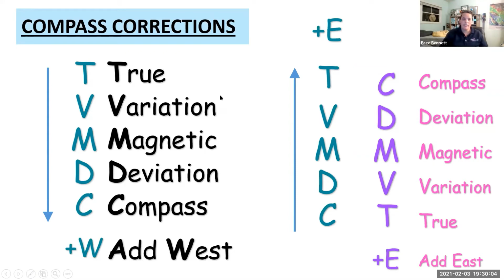So these TVMDC or CDMVT are in relation, what those letters mean is our compass, as in what the compass is on board. Our deviation, our magnetic, is in relation to the magnetic North Pole. Our variation, and then our true.